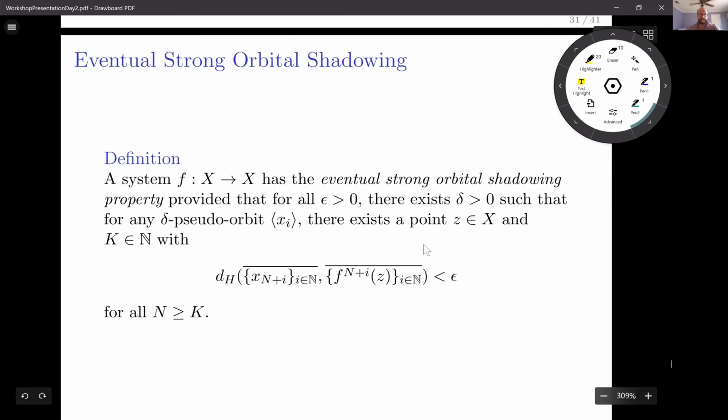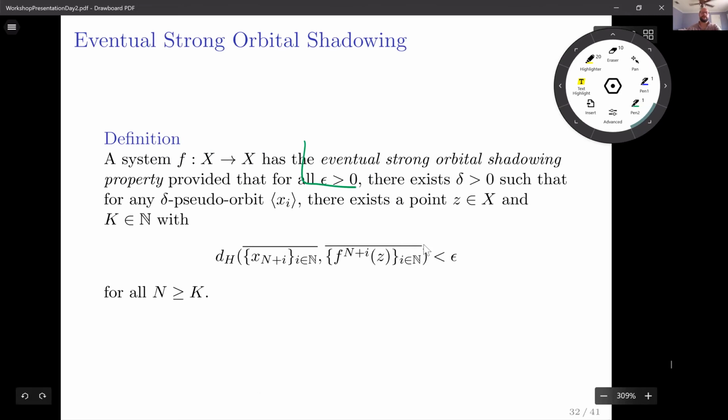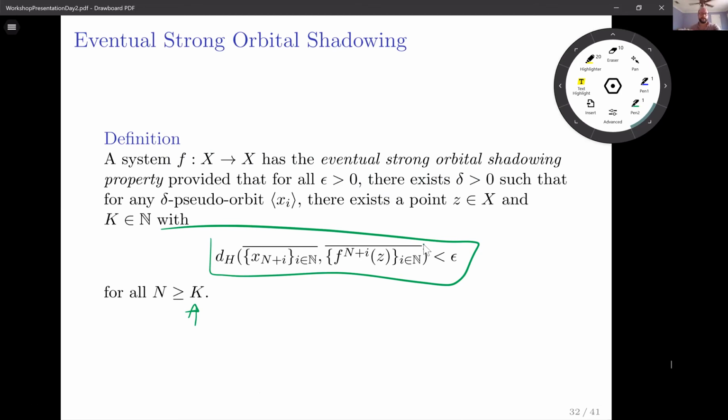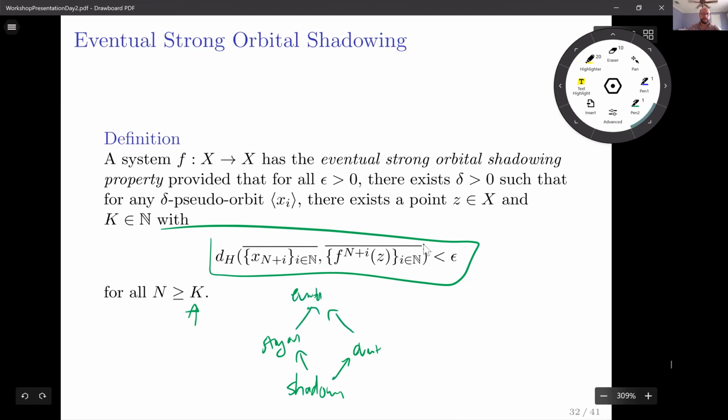And the answer is yes, by combining the two. So if we have the eventual strong orbital shadowing property, it's the same as the other ones. Okay, for every epsilon, there exists a delta such that for any delta pseudo-orbit, there's a point z and a k such that the two orbits setwise agree, or are setwise close, for n beyond some point. Okay? So we're really just combining these two notions. Okay? So schematically, we have shadowing sort of here at the bottom. It's very strong. It implies eventual shadowing. Shadowing implies strong orbital shadowing. And both of these together give us eventual strong orbital shadowing.